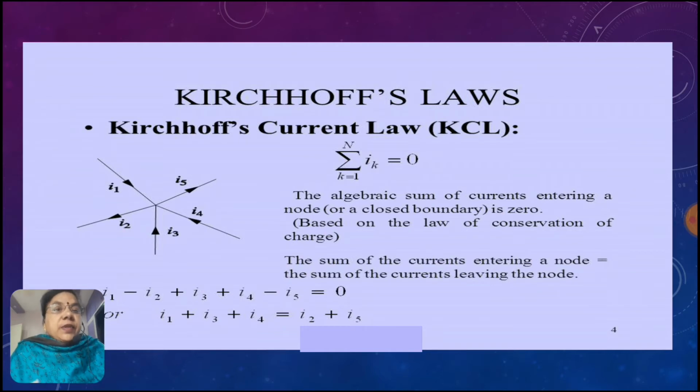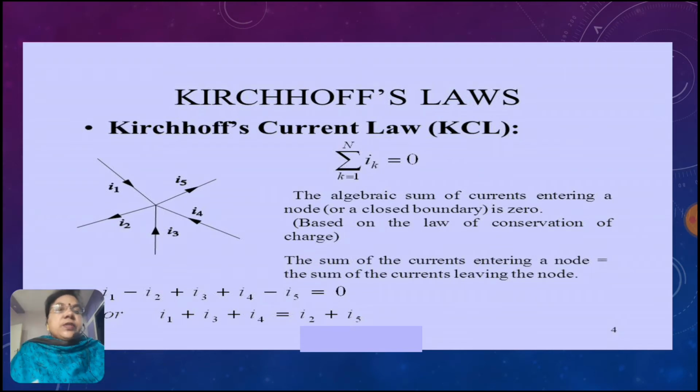In the form of a statement, the algebraic sum of the currents entering a node or a closed boundary is 0, based on the law of conservation of charge. The sum of the currents entering the node is equal to the sum of the currents leaving the node.